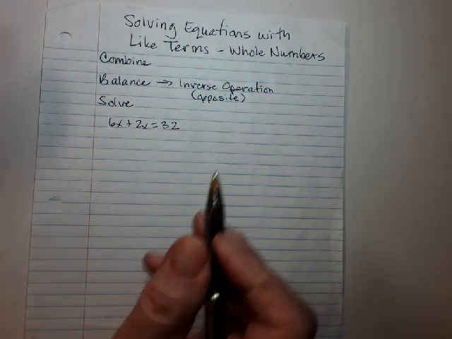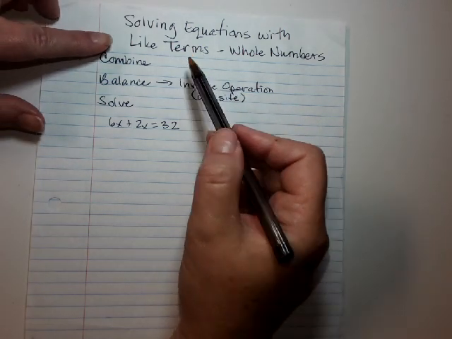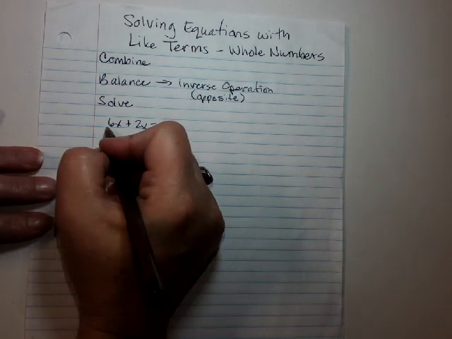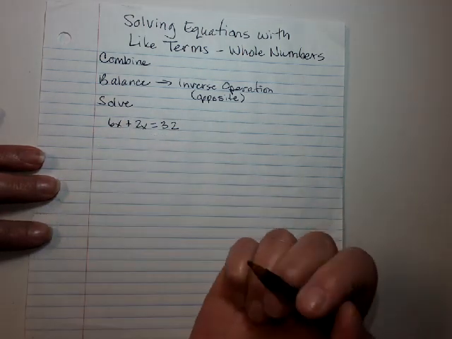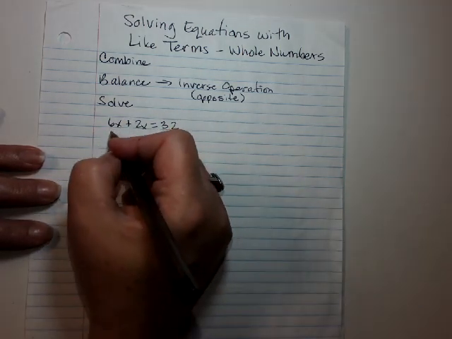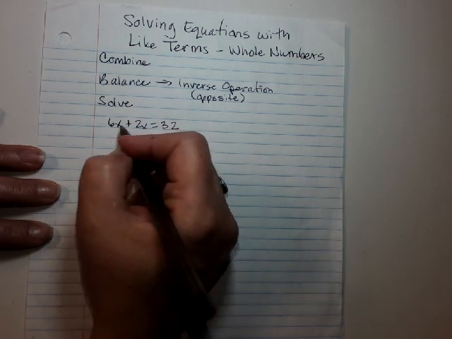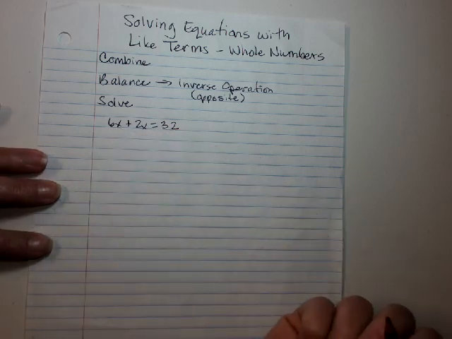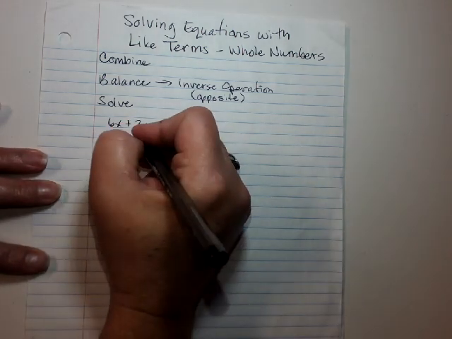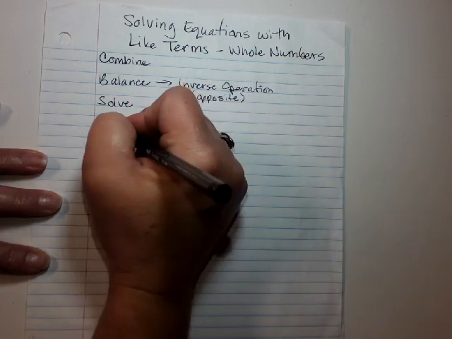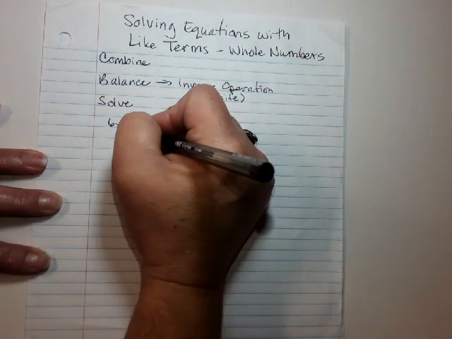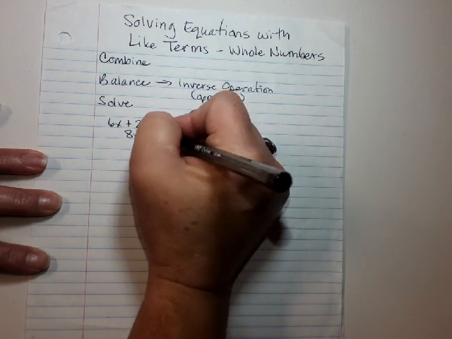Now, we're solving equations that have like terms. So we're looking at these and we have a 6x and a 2x, and those are like terms. They both have the coefficient and they have the variable. So we're going to add these together and have 6x plus 2x is 8x equals 32.